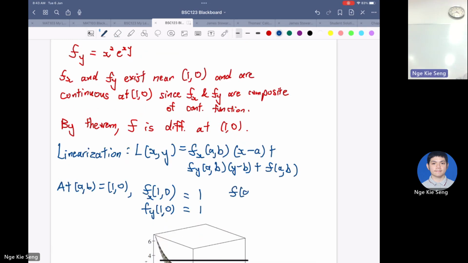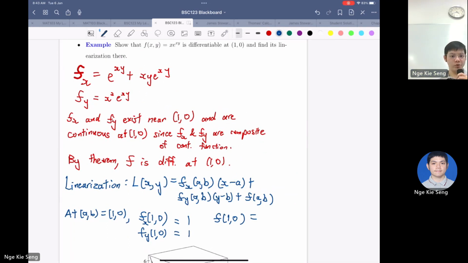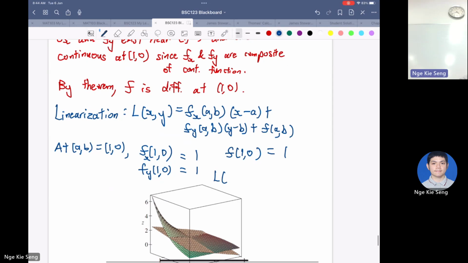And then what is f(a, b), f(1, 0)? What do you get? You also get one. Okay. So all together you get L(x, y) equals 1 times (x minus 1) plus 1 times (y minus 0) plus 1, which is x minus 1 plus y plus 1, which is x plus y.